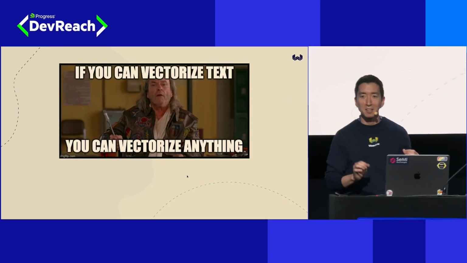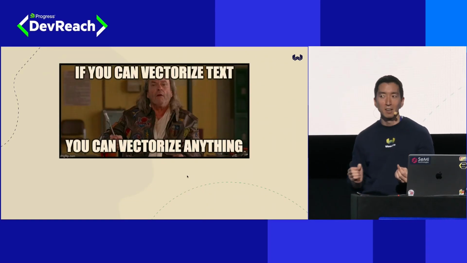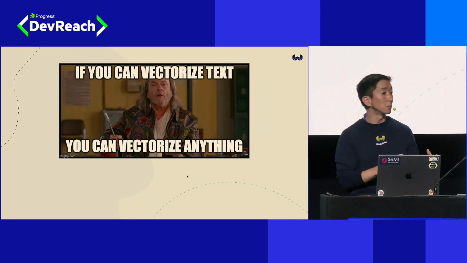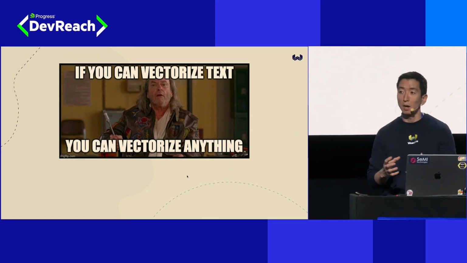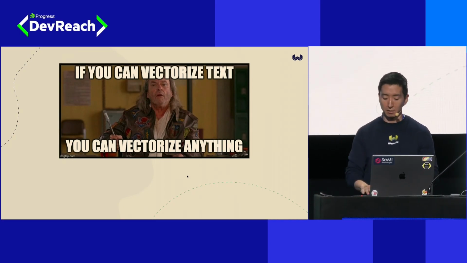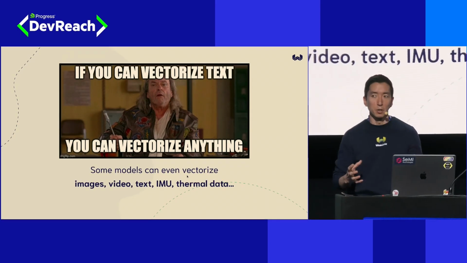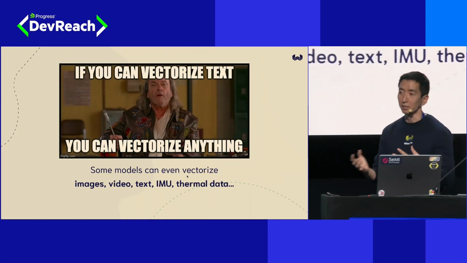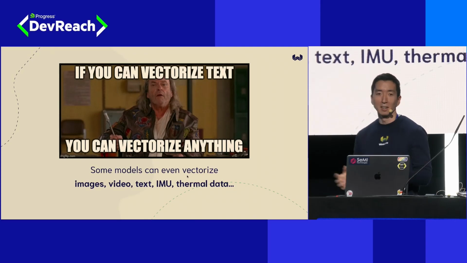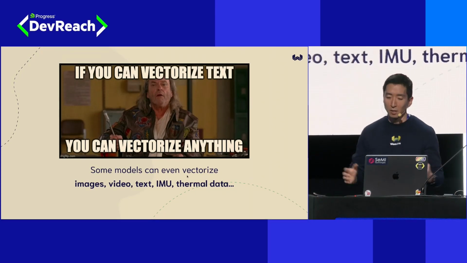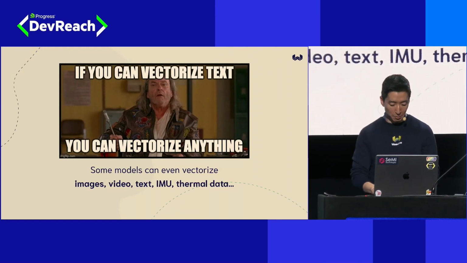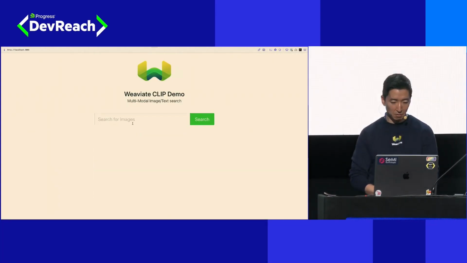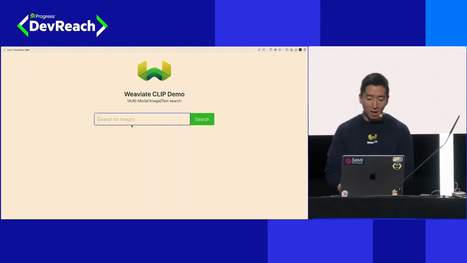And the cool thing is, if you can vectorize text, you can probably imagine that you can apply this technology of capturing some sort of meaning to other media or modalities. Some models can even vectorize images, videos, text, accelerometer data, thermal data, and so on. So let's have a look at another cool demo. Oops, giving away the lead a little bit there, but that's fine.